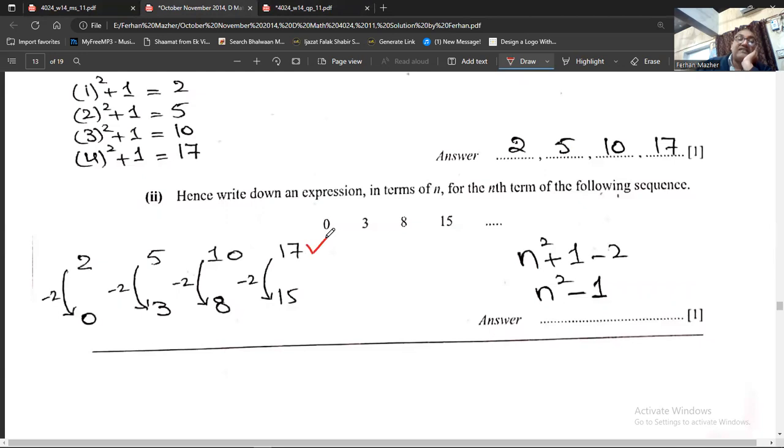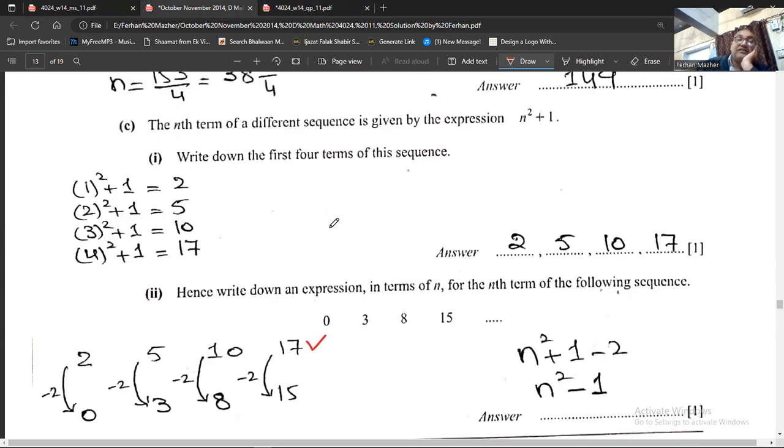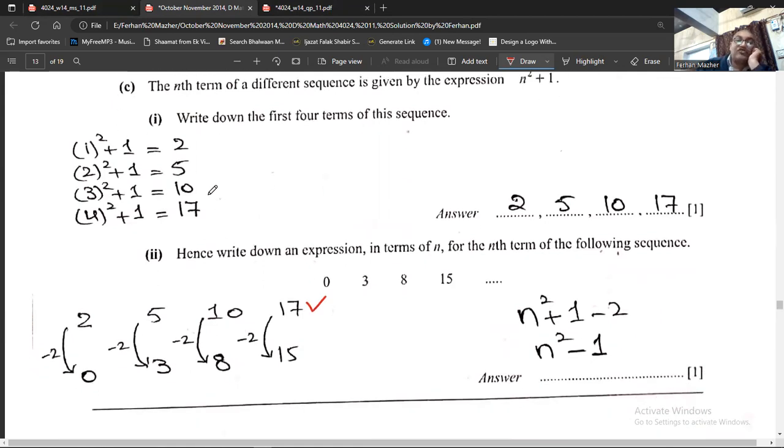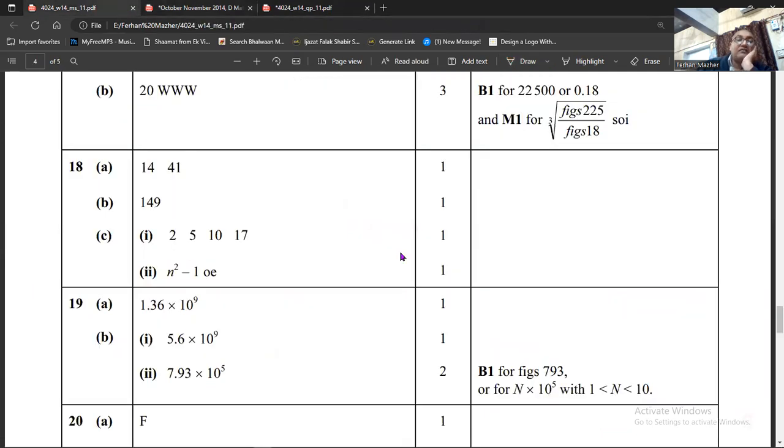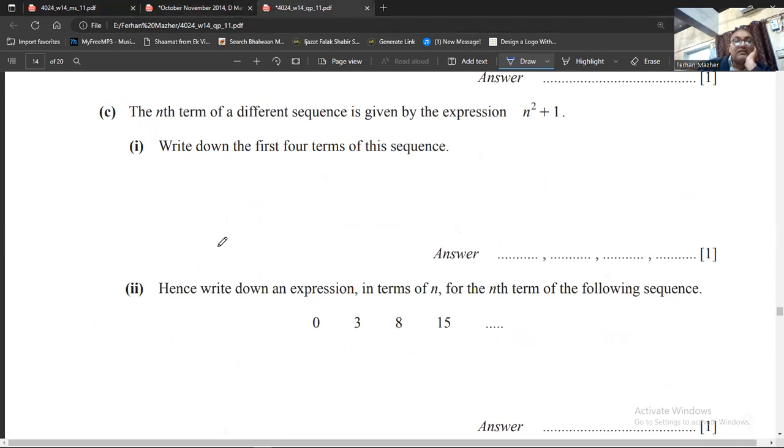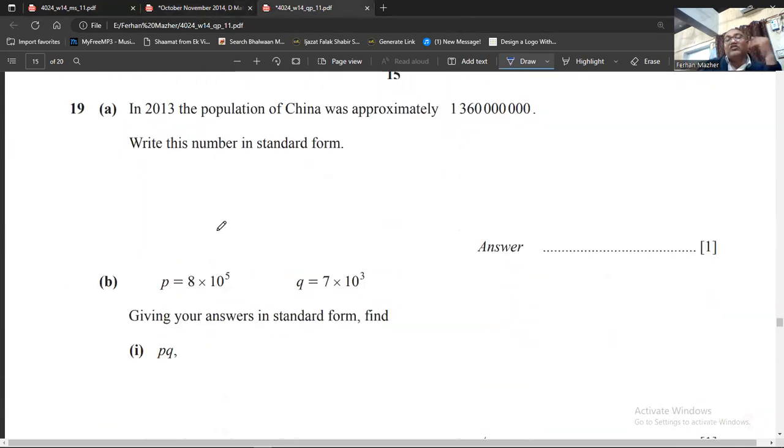So from its nth term, I will subtract 2. Its nth term is given to me, and that is n square plus 1. From it, I will subtract 2. So you will have n square minus 1. So my answer is right. So we are going to the next question.